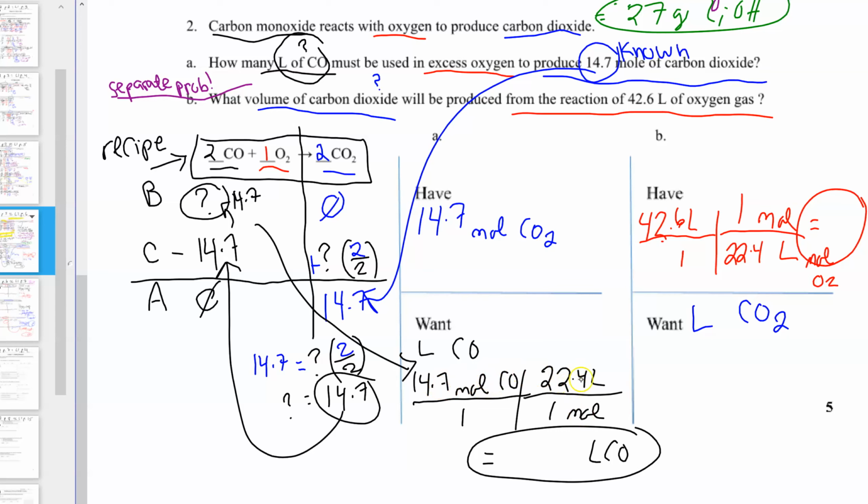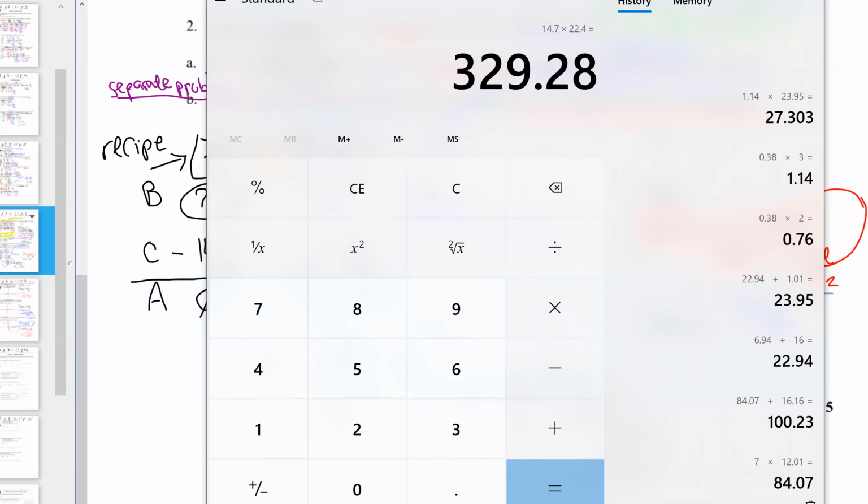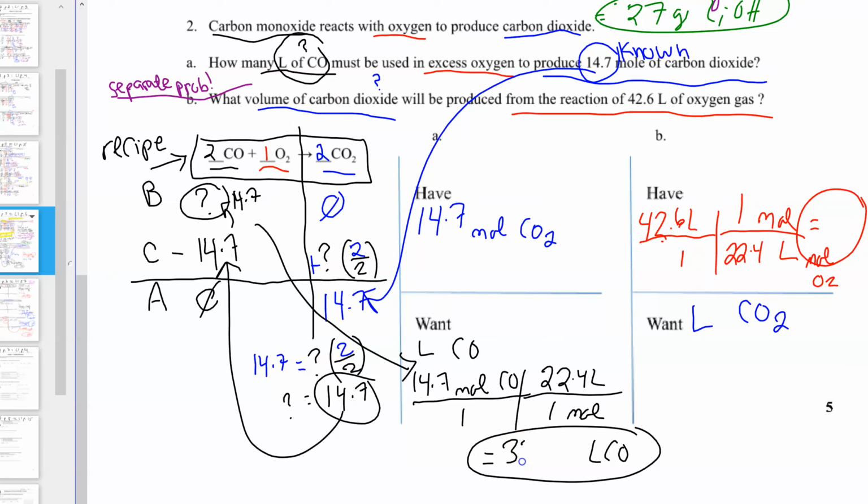They told us this was at STP, so 1 mole is 22.4 liters. So how many liters of carbon monoxide do we have? 14.7 times 22.4, you'll get 329.28. Now the last part, ask yourself, are the sig figs right? They only gave 3 sig figs, so 1, 2, 3. The 9 is the third sig fig, look to the right. That means it'll be 329 liters of carbon monoxide. That's for the first problem.